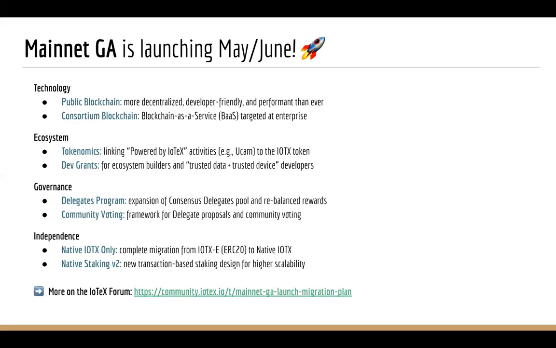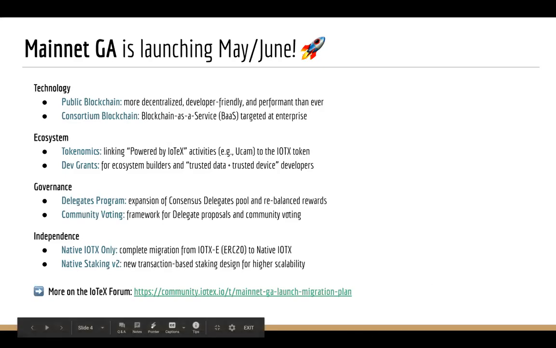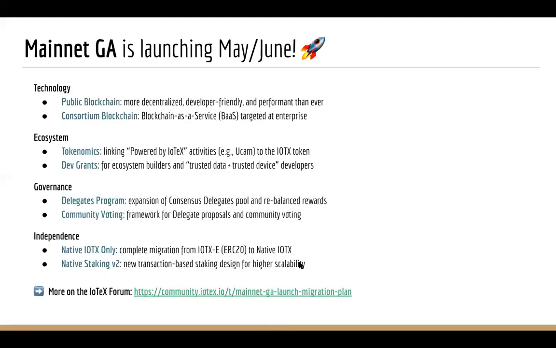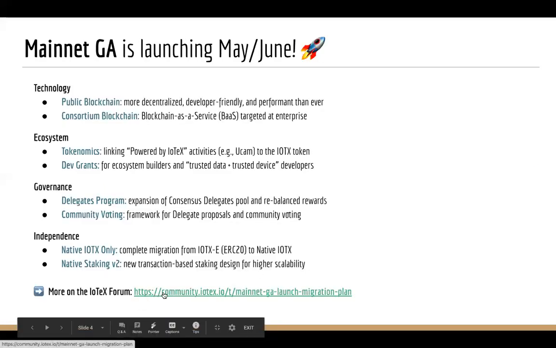And finally, for independence, this is the one thing that is very important, which is to migrate completely over from this hybrid model that we have using both ERC20 IoTeX and native IoTeX to only native IoTeX on IoTeX mainnet. And finally, as I mentioned, we have a native staking version 2, a new transaction-based staking design for higher scalability. A lot more detail about what I presented is here in the IoTeX forum.